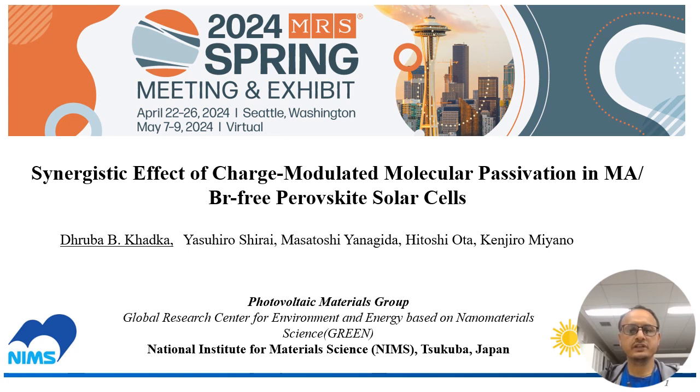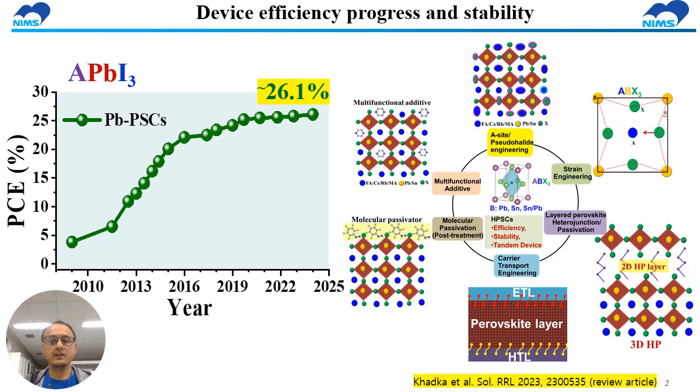Today I am going to share our latest research work on perovskite solar cells, in which we have done charge-modulated molecular passivation in amine-free, bromine-free perovskite solar cells. Before going into detail, everybody knows perovskite solar cells have improved device performance in a short time span from nearly 5% to more than 26.1%.